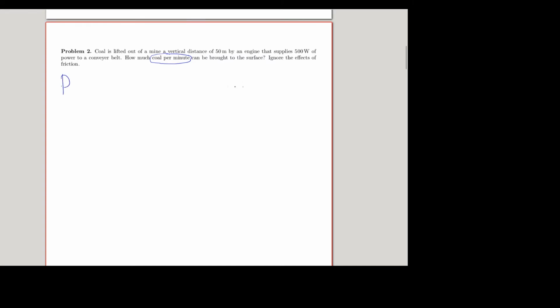So power is work over time. So work is power times time. So I can calculate the total work my engine can do in 1 minute.